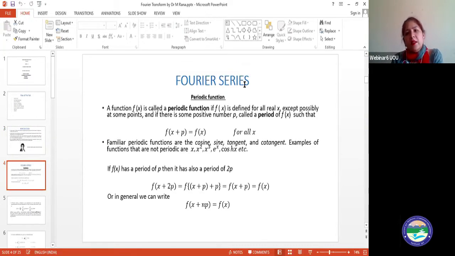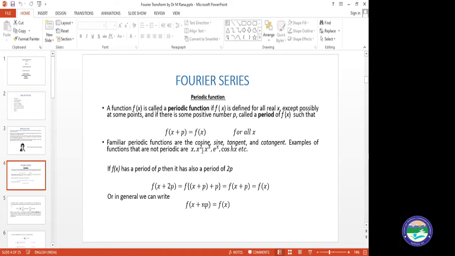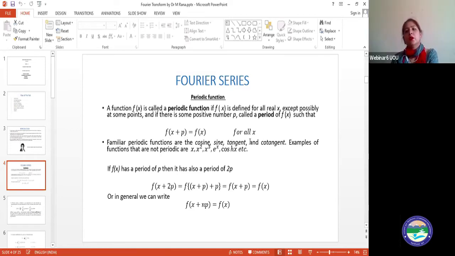Basically, before going to the Fourier series, we will have an idea about the periodic function. A function is called a periodic function if it is defined such that f(x plus p) equals f(x), where p is a positive number. You know that cosine, sine, tangent and cot functions are periodic functions, whereas x, x squared, x cubed, e raised to the power x, and cos hyperbolic x are not periodic functions.